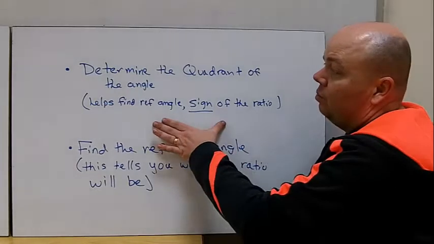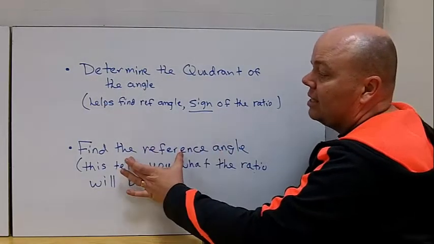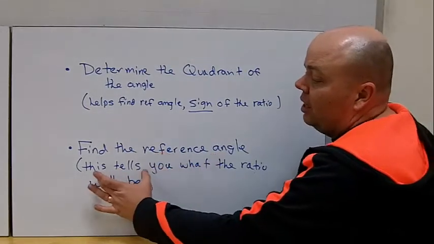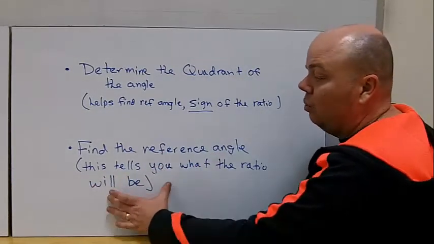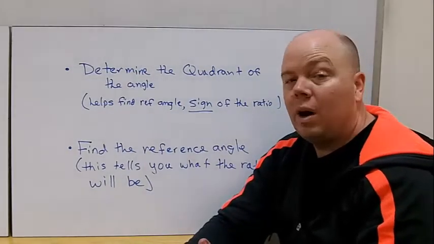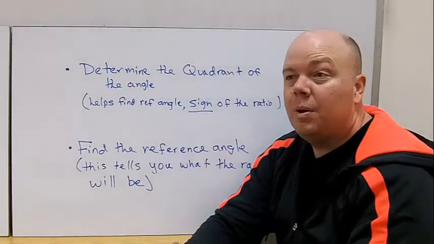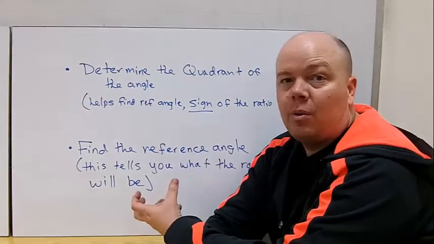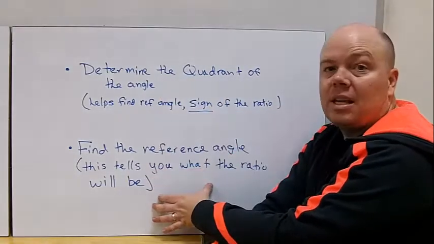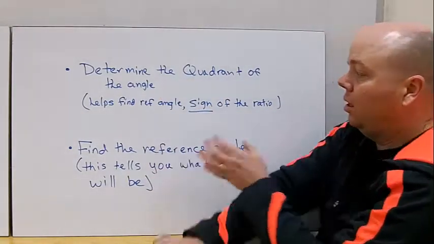Okay? Once you determine the quadrant, the next thing you need to do is find the reference angle. The reason you find the reference angle is this tells you what the ratio will be. Will it be square root of 3 over 2? Will it be square root of 2 over 2? Will it be 1/2? Will it be 0? Will it be 1? It helps you determine what the ratio will be. The quadrant will tell you what the sign of that ratio will be.